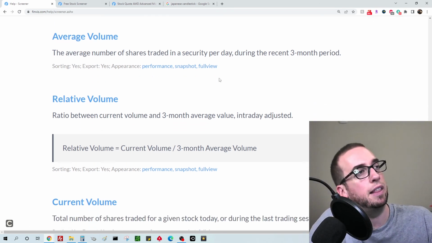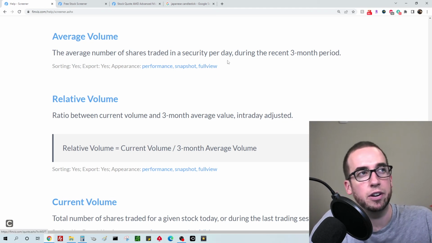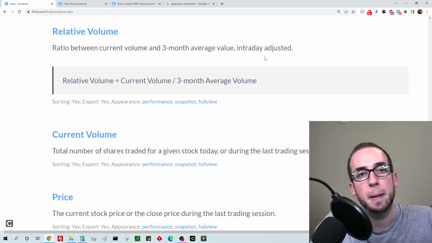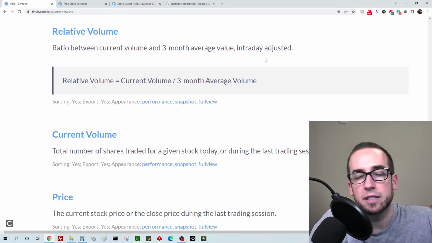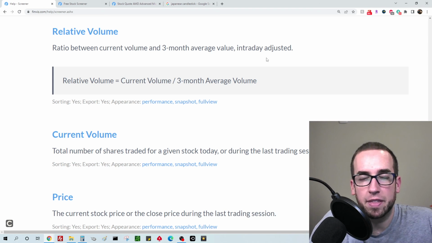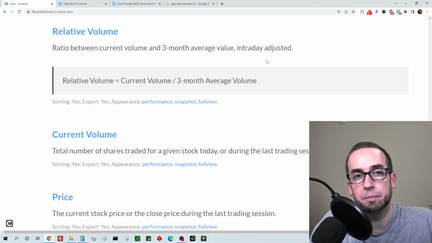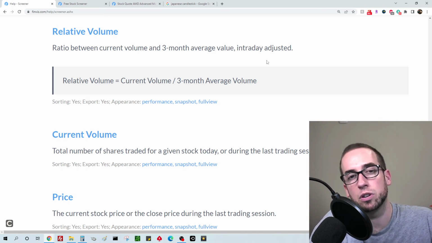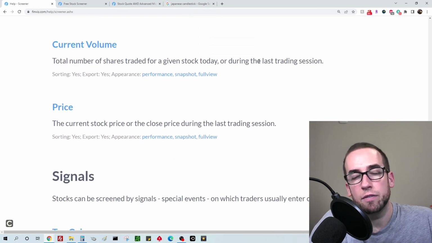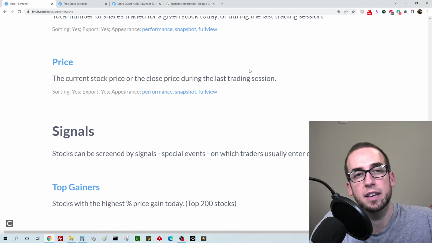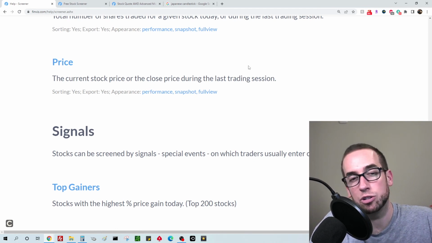Average volume. The average volume is the average number of shares traded in a security per day during the recent 3-month period. Relative volume is a ratio between current volume and 3-month average value, intraday adjusted. So relative volume equals current volume divided by 3-month average volume. Current volume is the total number of shares traded for a given stock today or in the last trading session. Price. The current stock price or the close price during the last trading session.